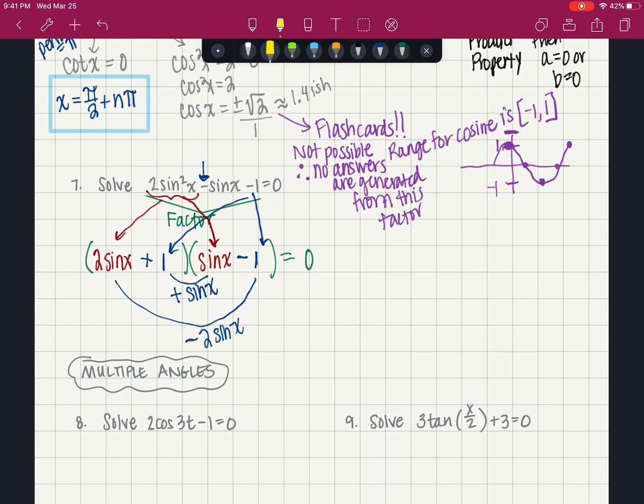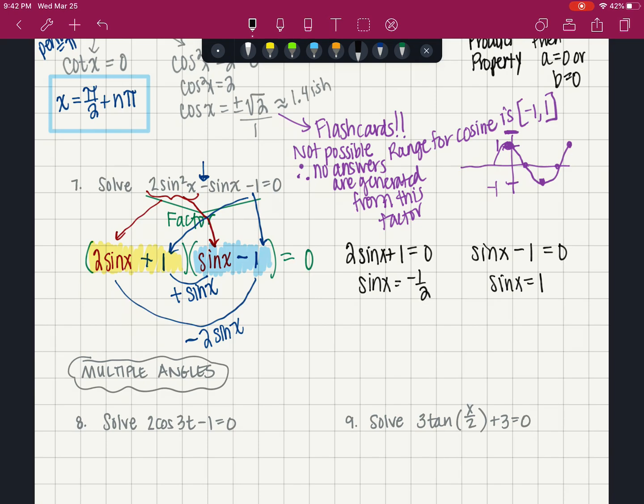Now we can take each variable factor. I'm going to start saying that: each variable factor. So here are 2 variable factors. I'm going to set each one of them equal to 0. So 2 sine of x plus 1 equals 0, and sine of x minus 1 equals 0. So I've got sine of x equals -1/2, and sine of x equals +1.